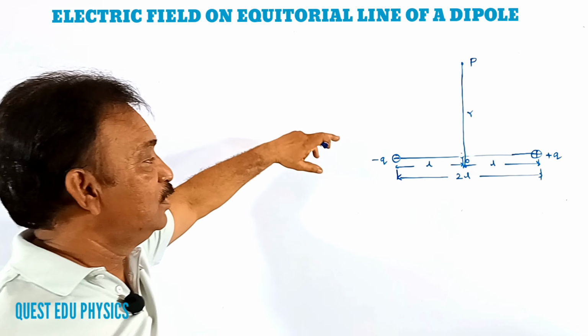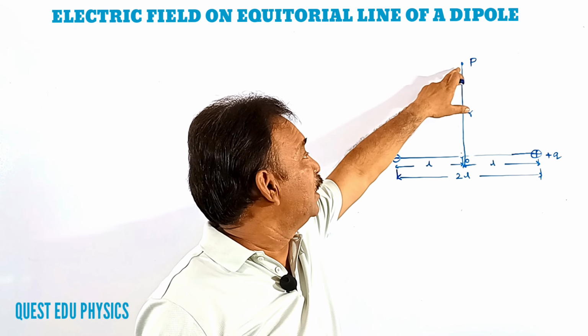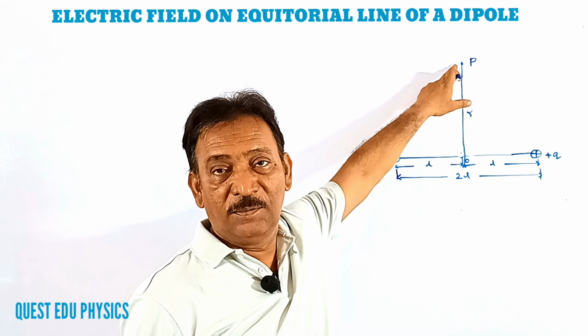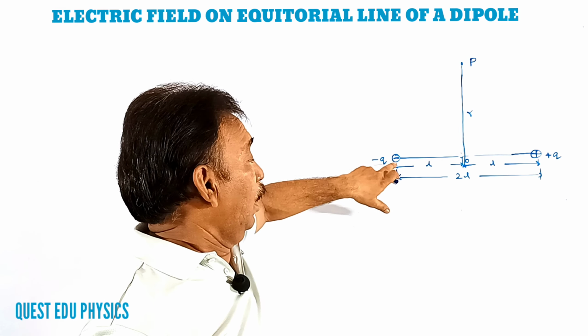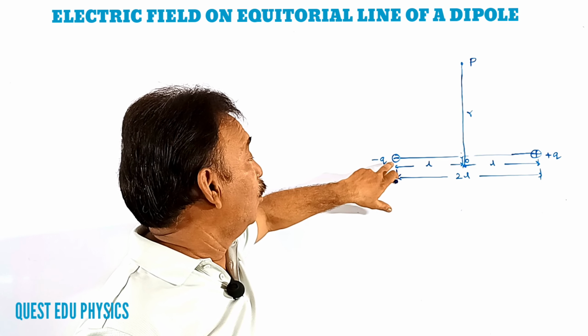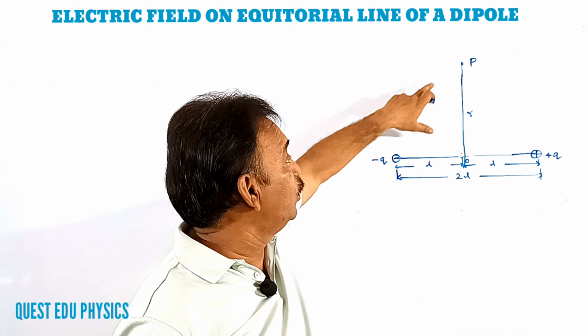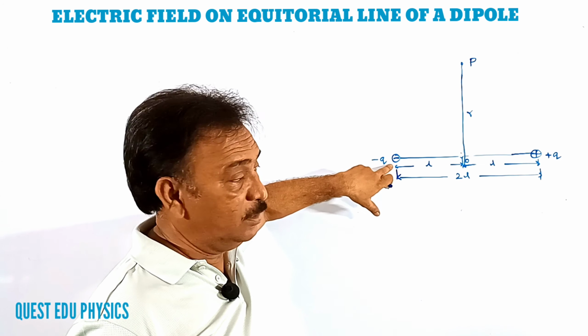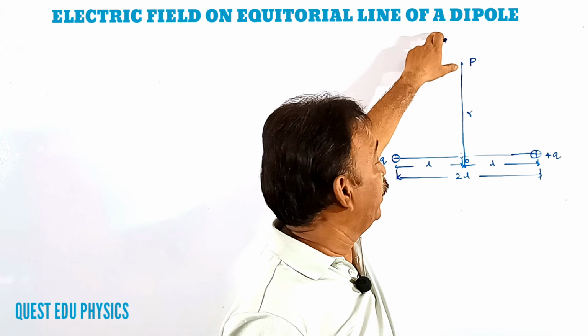And you know, students, that this charge which is kept here, the unit positive charge, gets affected by both charges. The interaction happens between the unit positive charge and this negative charge, and in the same way between positive and negative.